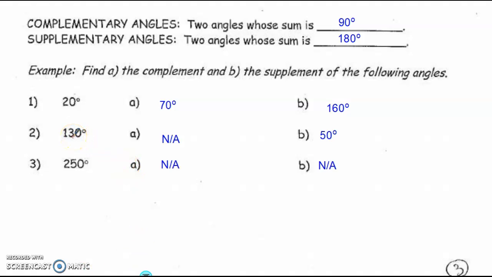So the complement of 130 doesn't have one. You're not allowed to use negatives, but it does have a supplement of 50. 130 and 50 is 180. 250 doesn't have a complement or supplement.